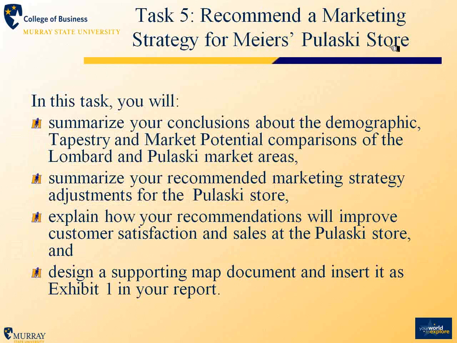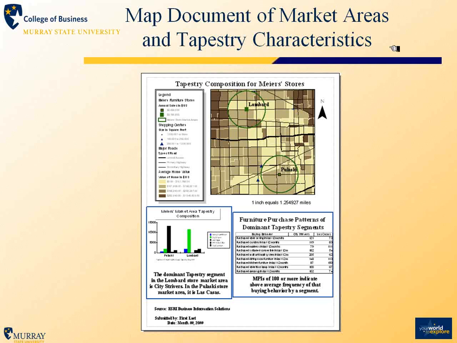Based on that information in Task 5, you'll recommend a marketing strategy for Meiers' Pulaski store. To do so, you'll summarize your conclusions about the demographic and lifestyle comparisons between the two stores, and use the market potential indices to indicate what changes in merchandising and product strategy you might make for the Pulaski store, and you'll develop a map document like this one to support the logic for the recommendations that you're making.